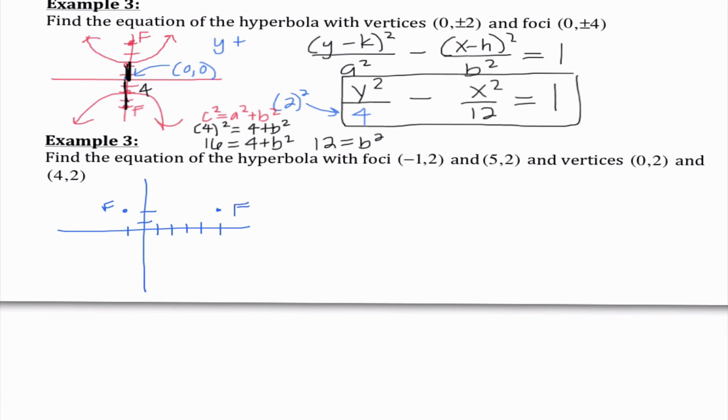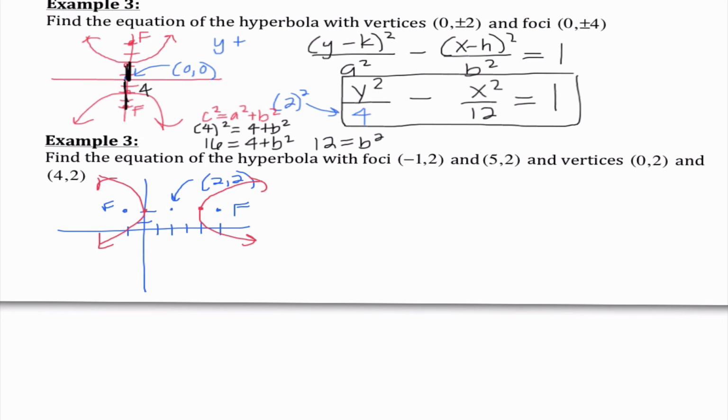Now some things that I noticed right here. I can actually determine what the center is based on those two. We know that the center has to be the midpoint. So to me, the midpoint looks like it would be at 2, 2. Now the other information: my vertices are at 0, 2, and 4, 2. So that tells me that my hyperbola is opening right and left. Notice that 2, 2 is also the midpoint of these vertices.